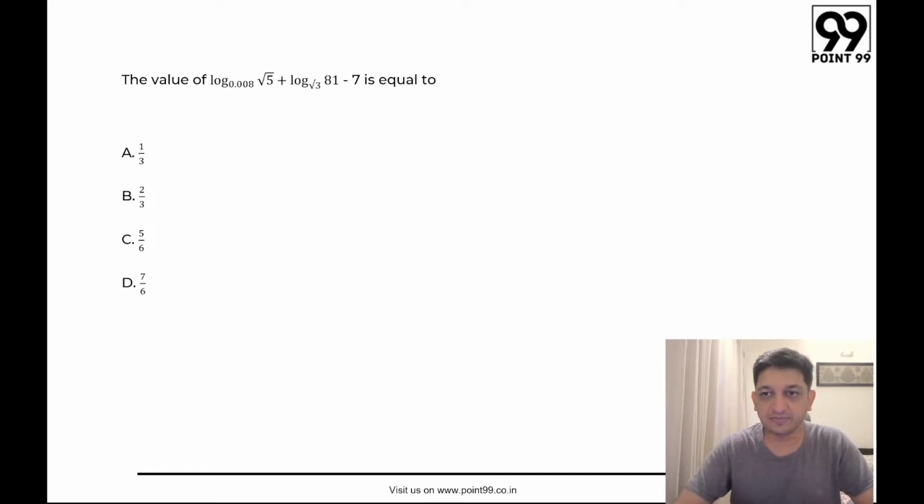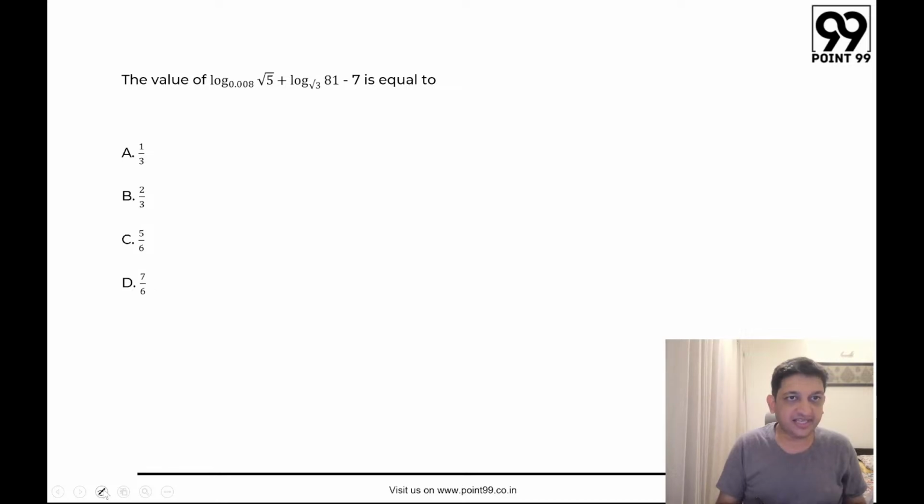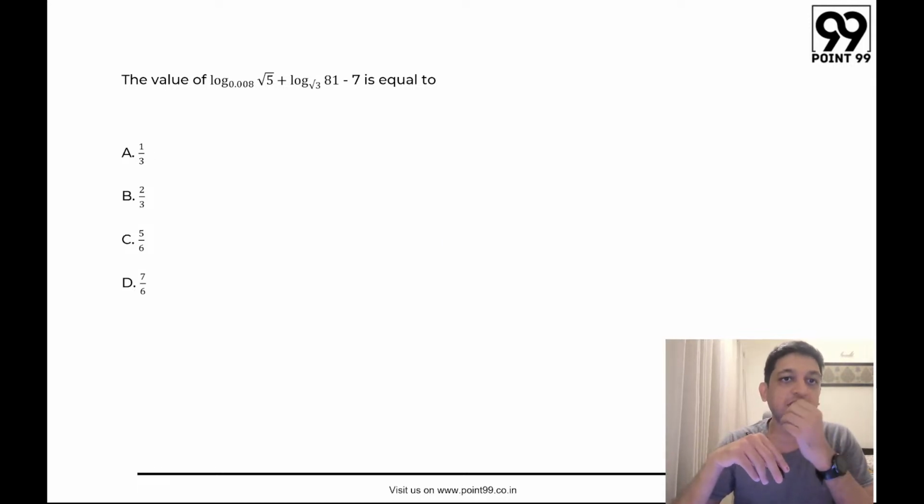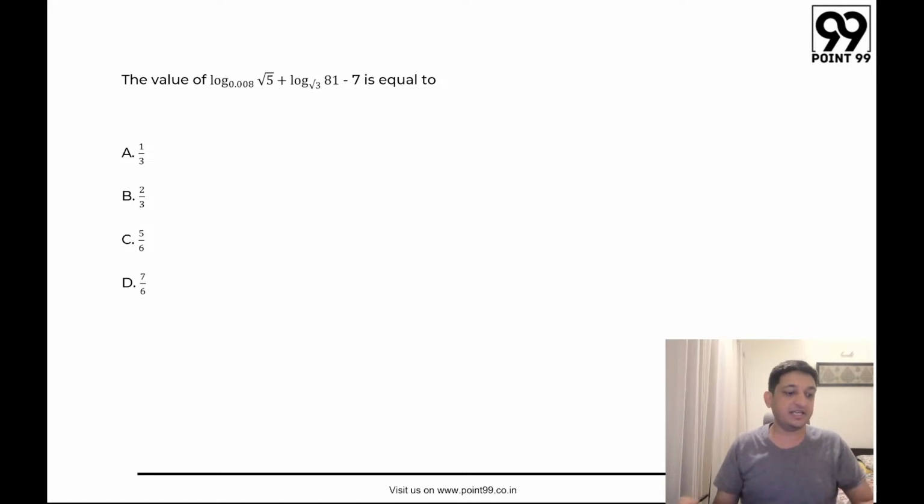Alright, so I hope it's visible to all of you. If you look at this, the question is: what is the value of the expression that has been given to you? Log of root 5 to the base 0.008 plus log of 81 to the base root 3 minus 7. Yesterday we discussed for a bit what exactly it means to have log of a to the base b. Same concept we can apply here. If you know the basic rules of logarithms and how things work in terms of logs, you should be able to manage this particular question.